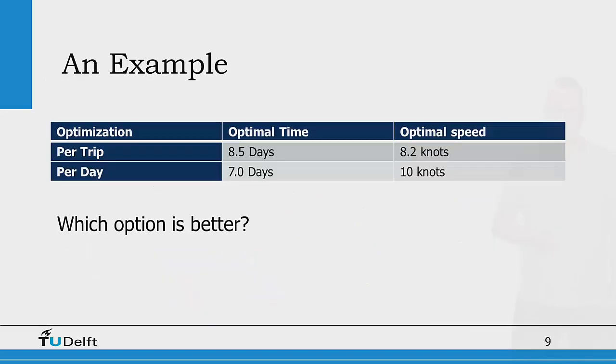So if we summarize this, if we calculate it per trip, we use 8.5 days as the optimal time, which is equal to about 8.2 knots in this example. If we use a per day optimization, we come to 7 days, which is about 10 knots. And then the question arises, which option is better? Well, it depends.